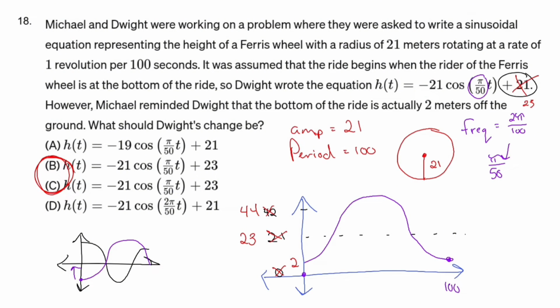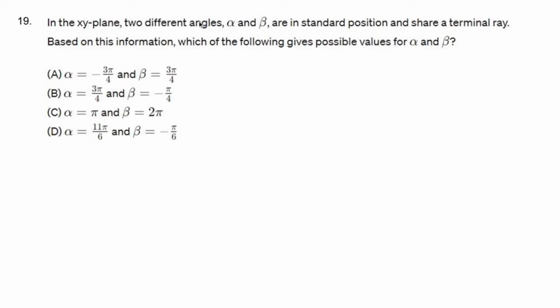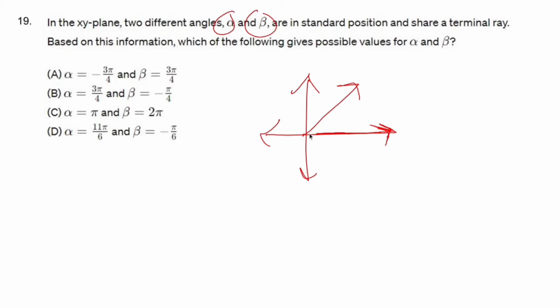Hope this helps. In the xy plane, two different angles, alpha, ooh, are we making a problem about me, and beta are in standard position and share a terminal ray. What does that mean? If you were to graph something, here's your regular initial ray, and then your terminal ray is going to show up like this. Both of these will have the same exact picture.